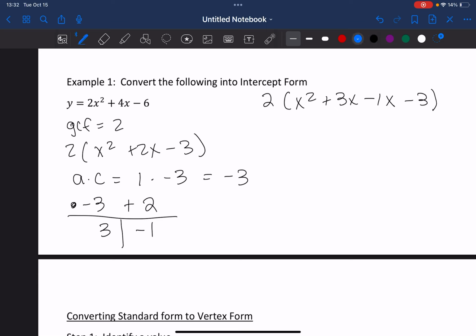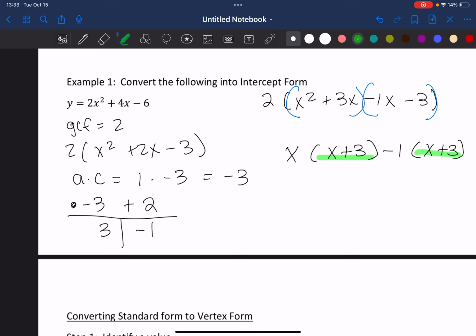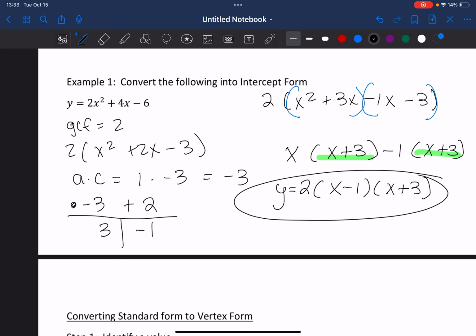I'm now going to group them into two parentheses and then factor out the GCF again. So from x squared plus 3x, I have x, and I'm left with x plus 3. And then from negative 1x minus 3, I have negative 1. I'm left with x plus 3. Remember I said these have to match if you did something correct. So then I have x minus 1, x plus 3. Bring down that GCF of 2, and this is my answer in intercept form.